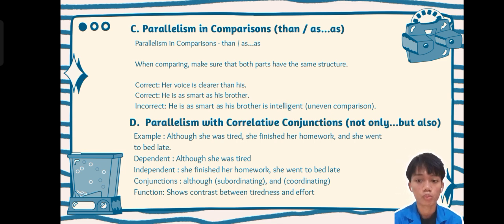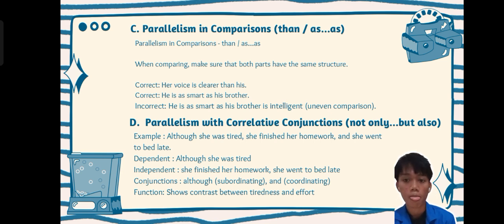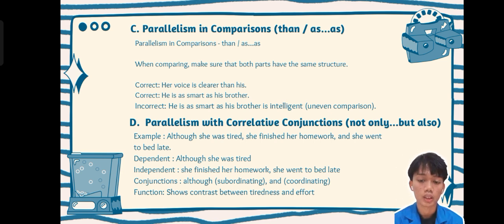The last type of parallelism is with correlative conjunctions, such as not only but also. The incorrect sentence: She not only enjoys singing but also to dance. This is incorrect. The correct sentence is: She not only enjoys singing but also dancing. Using the same ing form keeps the sentence balanced and easy to understand. Incorrect parallelism, on the other hand, makes the sentence sound awkward and unclear.